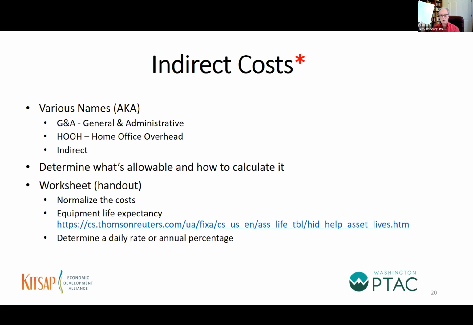So any questions on indirect costs? Yeah, can you go over normalizing again? Sure. Raven asked, where and how do you normalize overhead?